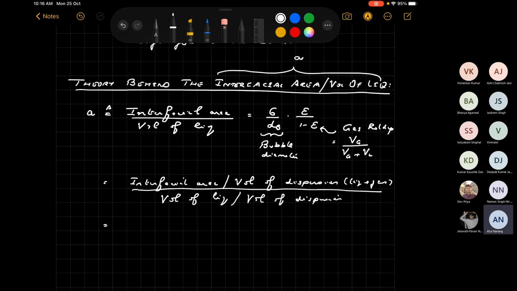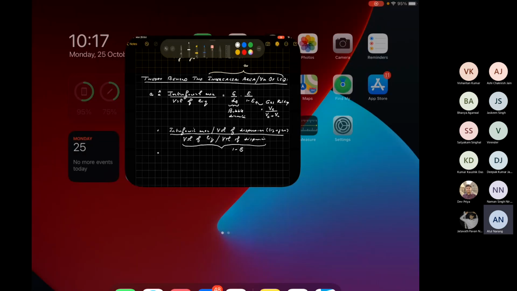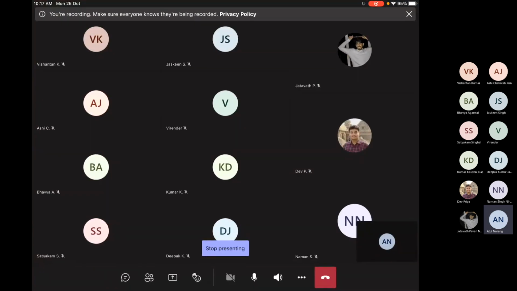Now, the numerator, which is interface. So first of all, notice that the denominator, which is the volume of the liquid per unit volume of the dispersion, this is nothing but by definition 1 minus epsilon. Is that part clear? Am I making sense? Maybe I'm just going on and on. Can people follow what I just said?